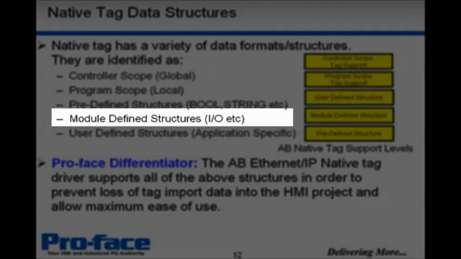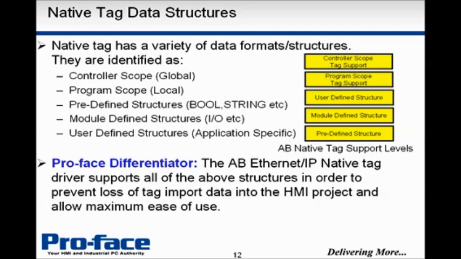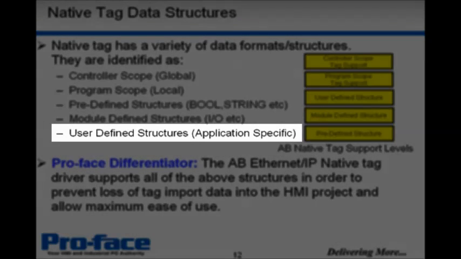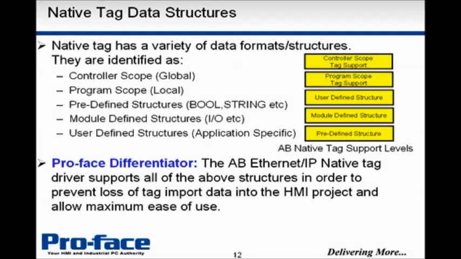Then we have the module defined structures. This is essentially how the ControlLogix accesses its I/O. And again, a module defined structure can have a mixture of bool, int, string, dint, etc. And then there are the user defined structures. That's where you decide that you want to create a structure that has multiple data types, multiple arrays, and are specific to your application.